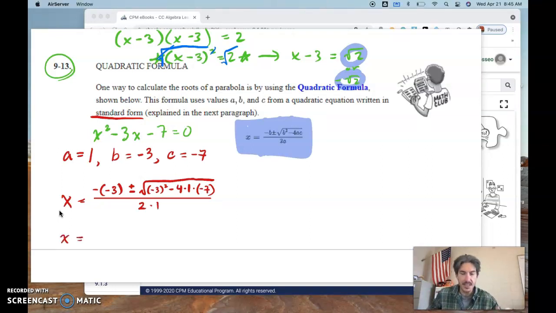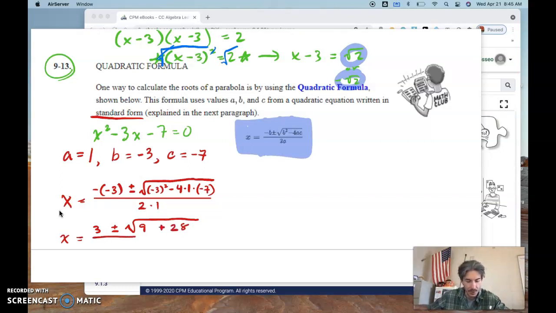Okay? Setup is so important. Setup and organization, so important here. Take your time, make sure this is done right. Okay? A -3 is a +3, plus or minus the square root of 3 squared and -3 squared both turn out to be 9. Here's where we've got to follow these order of operations. -4 times 1 times -7. That turns out to be a +28.